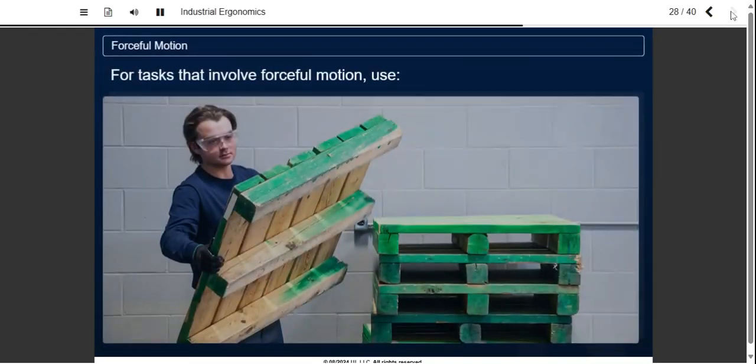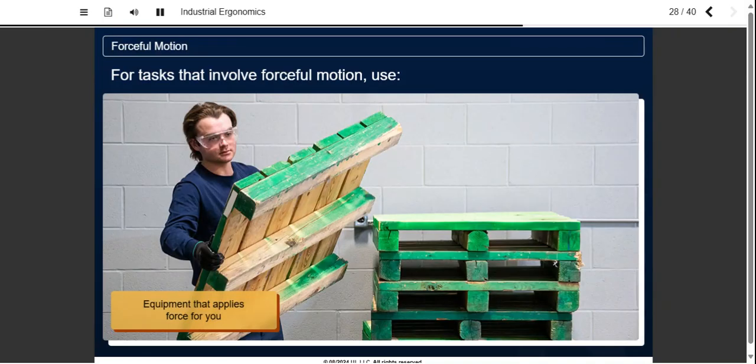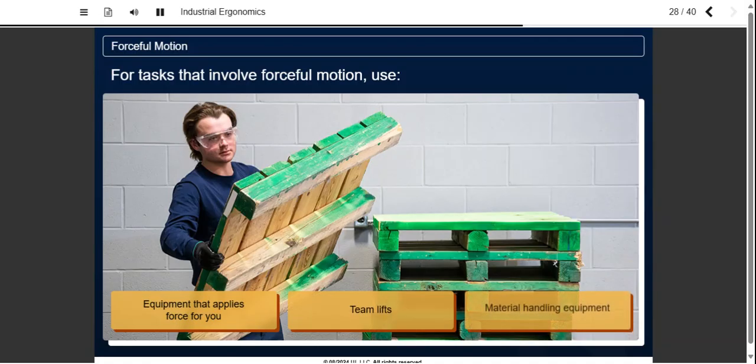If your task involves forceful motion, determine if there is equipment that can apply force for you. For example, instead of using a screwdriver, can you use a drill attachment? If you use equipment or tools, be aware that they may create vibration, twisting, and other forces you'll need to control. Instead of exerting force to lift something heavy, ask for help to perform a team lift or use material handling equipment such as carts, dollies, or forklifts.